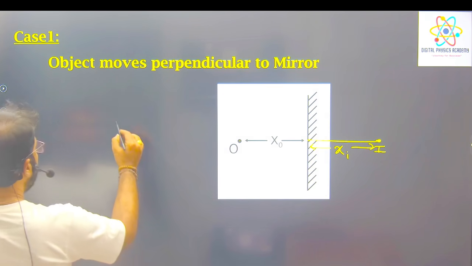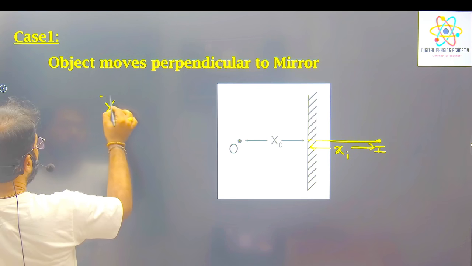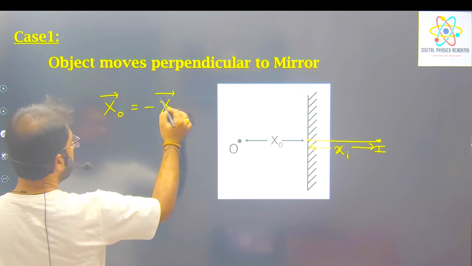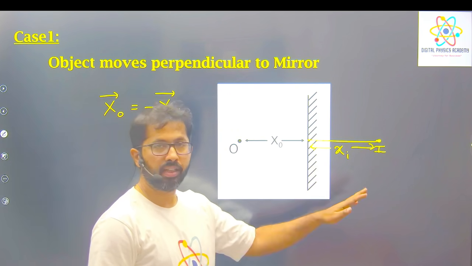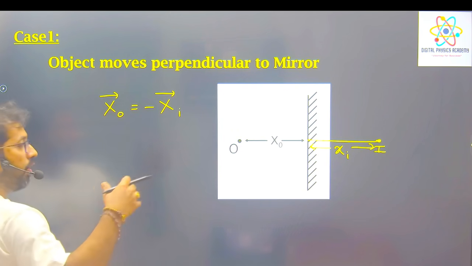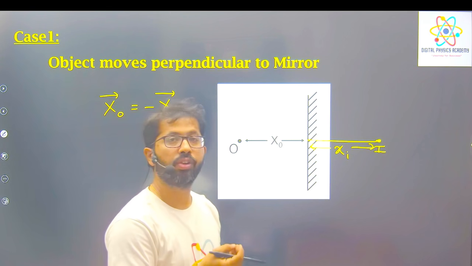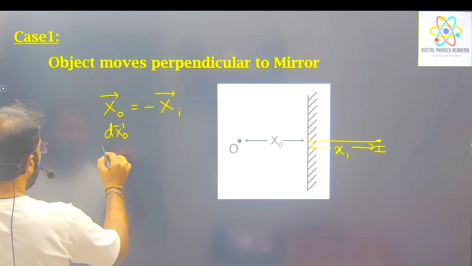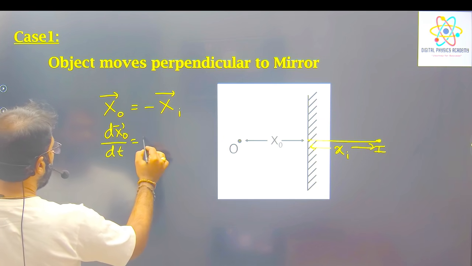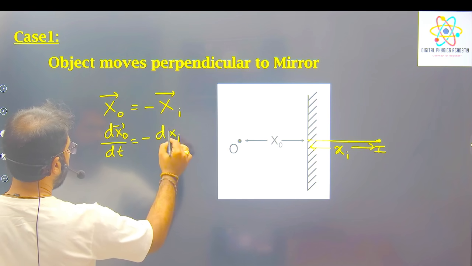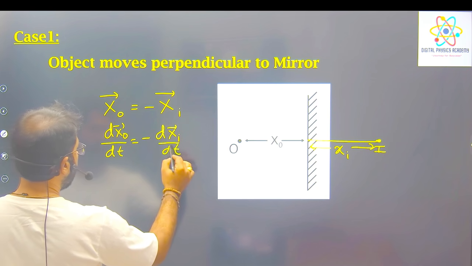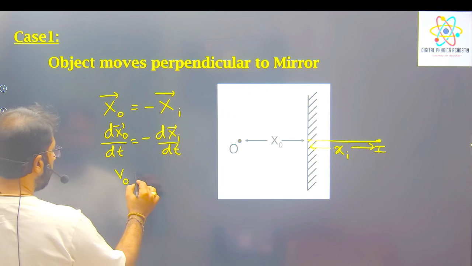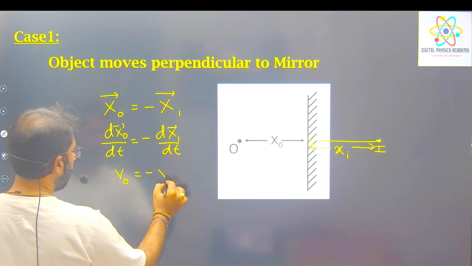I can write like this: displacement of the object is equal to minus of displacement of the image, because of the sign conventions we follow. One is left side, right side, so minus of xi. I want to find velocity. What do we do for velocity? We have to differentiate. So differentiate on both sides. So dxo by dt is equal to minus dxi by dt. And rate of change of displacement is called velocity. Velocity of the object is equal to minus velocity of the image.